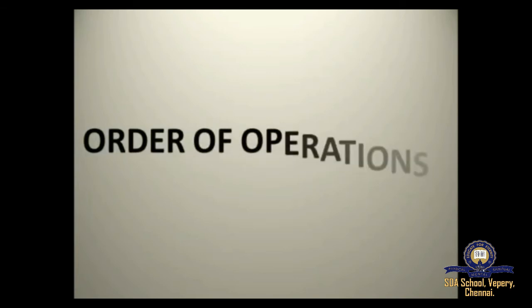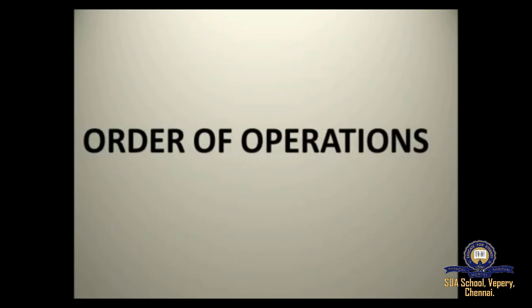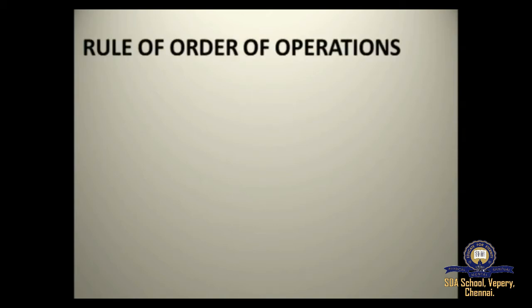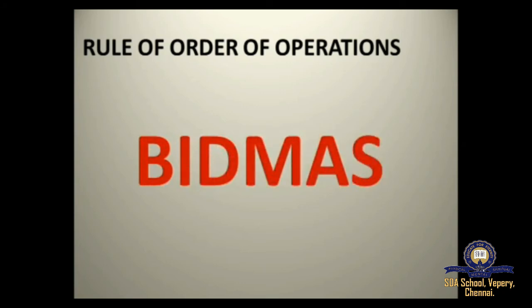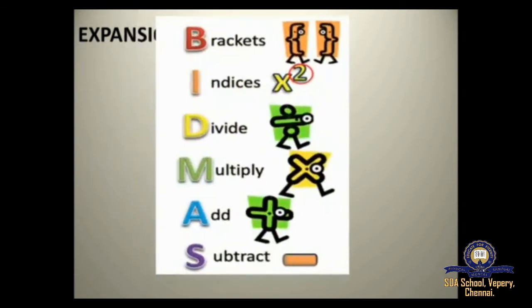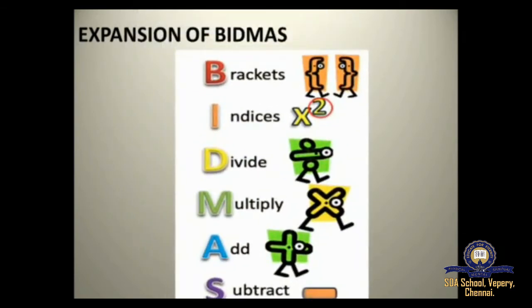It's about order of operations in large numbers. So the rule for order of operations is called BIDMAS. What is the full form of BIDMAS? B stands for brackets, I stands for indices, D stands for divide, M for multiply, A for add, and S for subtract.